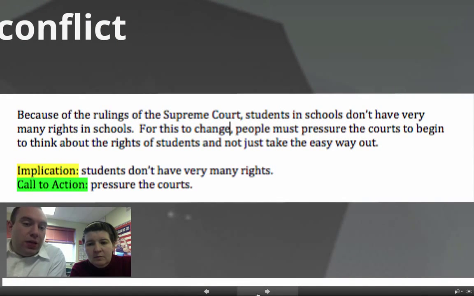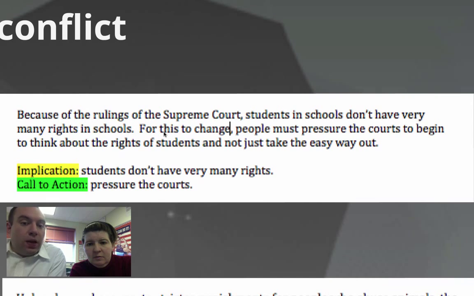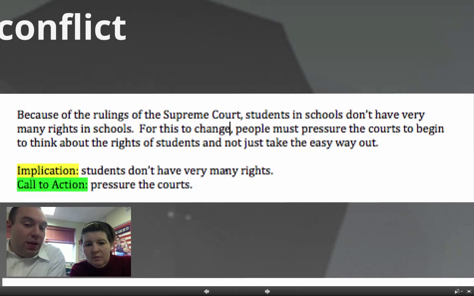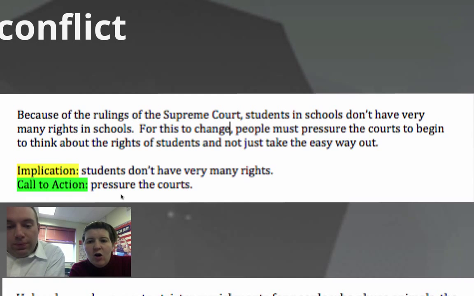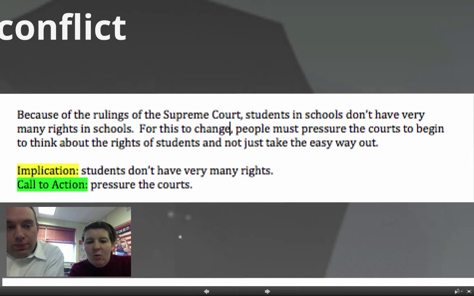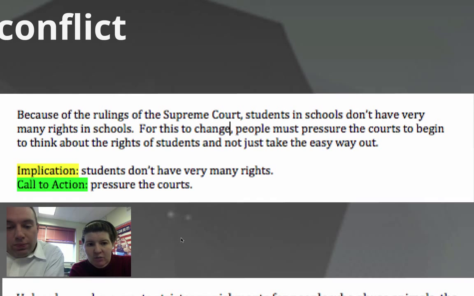Here is a potential last sentence or two of a conclusion about the Bill of Rights in the Supreme Court. "Because of the rulings of the Supreme Court, students in schools don't have very many rights in schools. For this to change, people must pressure the courts to begin to think about the rights of students and not just take the easy way out." So this is the implication, that students don't have very many rights because of the evidence you presented in your paper. Then the call to action is to pressure the court system to change the way they rule on certain things. So you would be looking for your audience, after they read your paper, to think about ways that they could pressure the court system to make change.